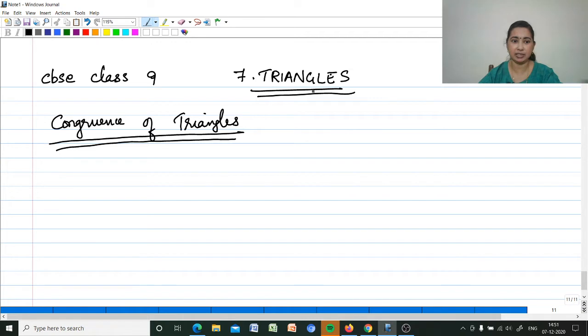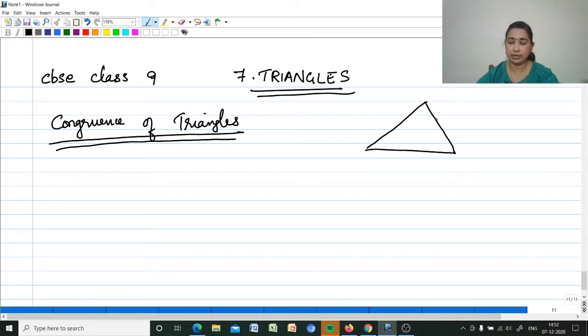Today I am discussing CBSE Class 9 Chapter 7 Triangles. We have studied triangles and various properties in your earlier classes. And you know what a triangle is. It is a closed figure formed by three intersecting lines. This is a triangle.